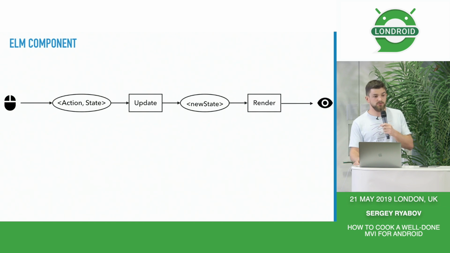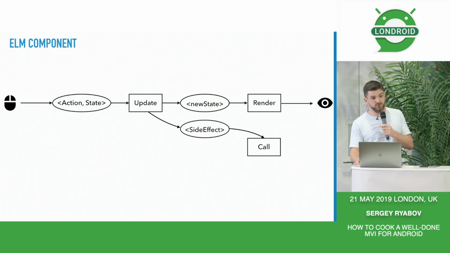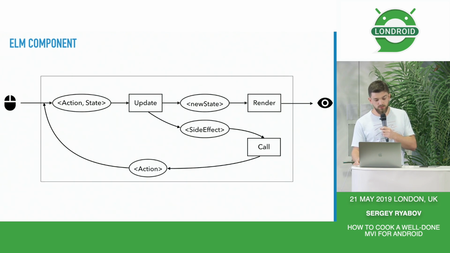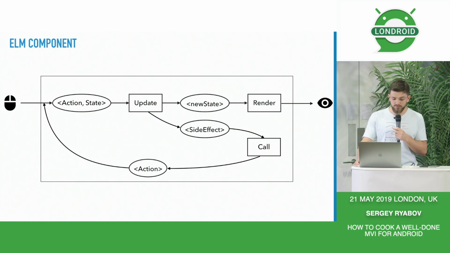But that's not the only part that update function is doing. It also emits some side effects that we need to handle. These side effects will go to call function, and call function will do this side effect and represent the result as an added action that will be redirected to the head of the queue. So the whole component is called Elm Component.